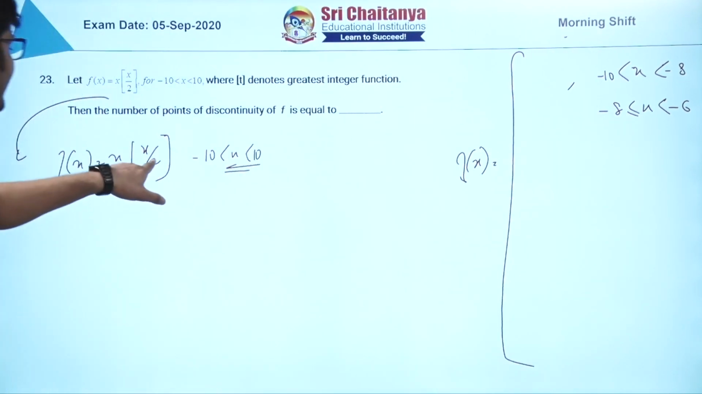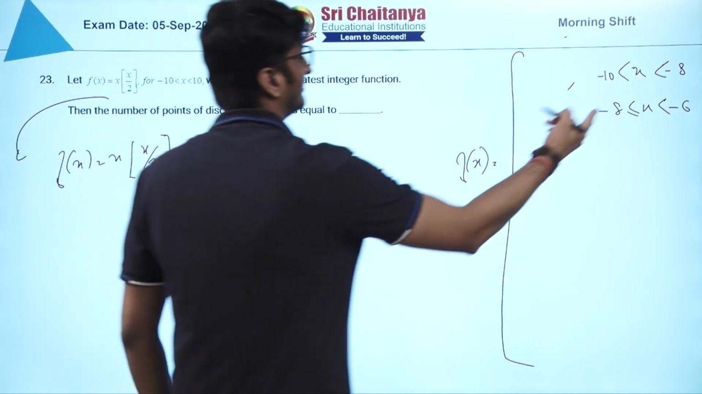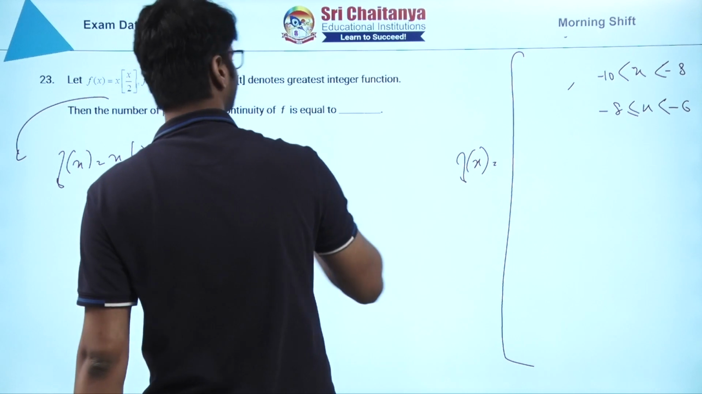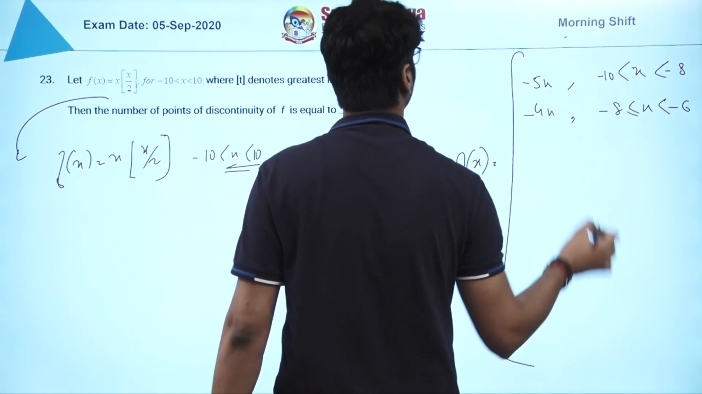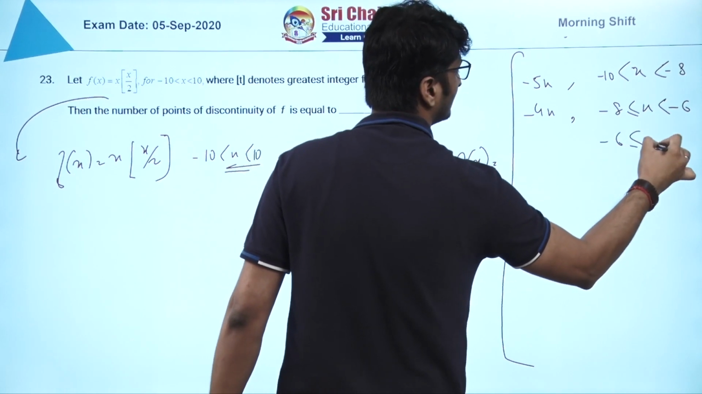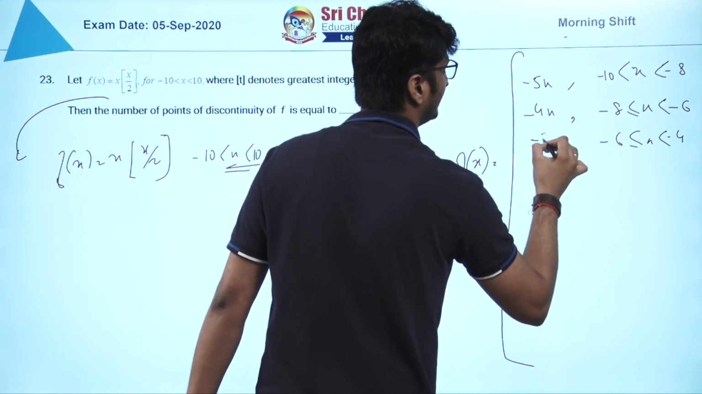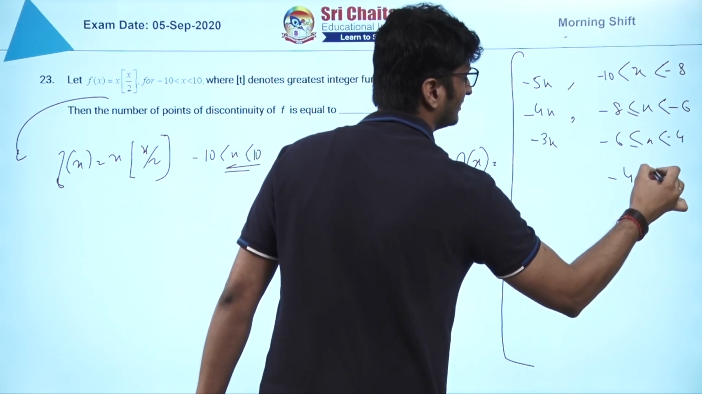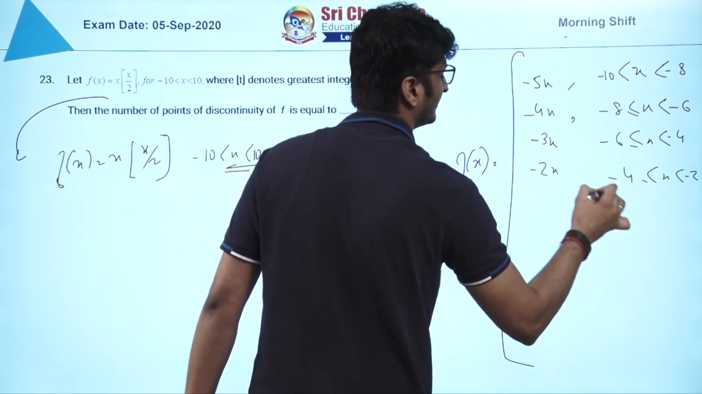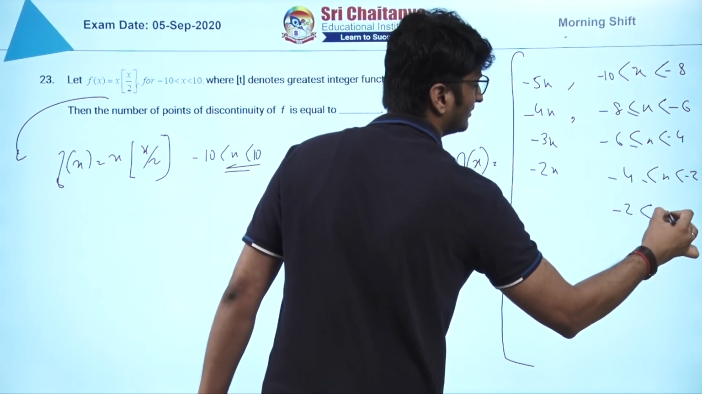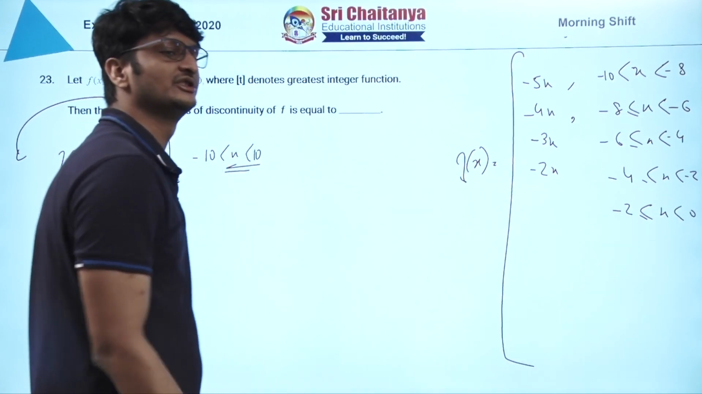Okay, fine. If you are putting -10 over here, you are getting nothing but -5. Okay, -5 you will get. So, it is -5x. Here it is -4x. Next, -6 to -4 it's -3x. Similarly, move on. It's -2x. -2 to 0. So, it is -2 to 0. Try to understand, it is -x.